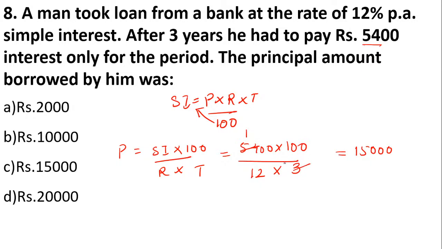54 divided by 3 is 18, so 1800. Then 6 twos are, 6 threes are, okay, 300. Then 12 we are dividing by 2 and 100 divided by 2 is 50. So 300 into 50 will give you 15,000.